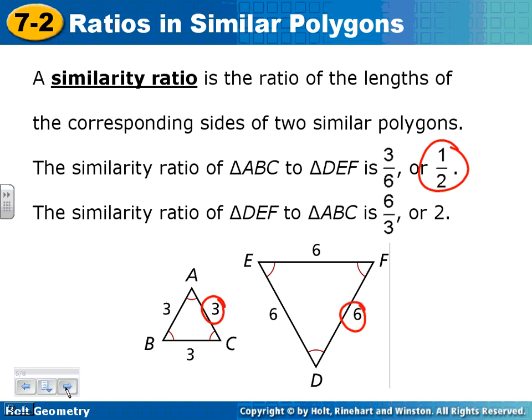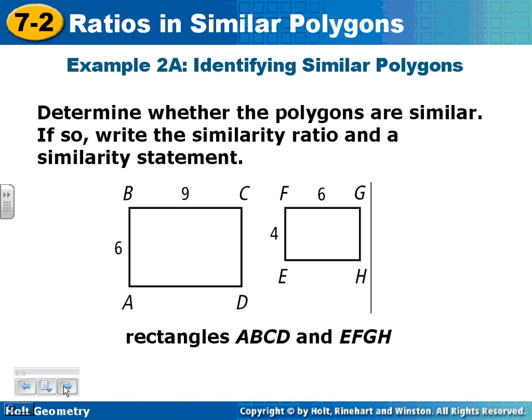But all it says in the next part, the similarity ratio of DEF to ABC, in other words, go the other way, is 6/3, which reduces to 2. So all it's pointing out here is the order in which you have the first one, the second one, will change your fraction or your similarity ratio. That's all it's saying. Let's go to slide 6.